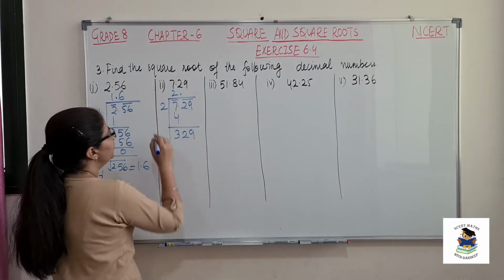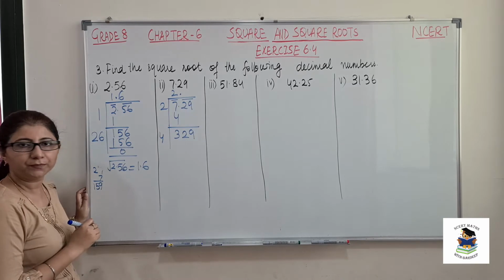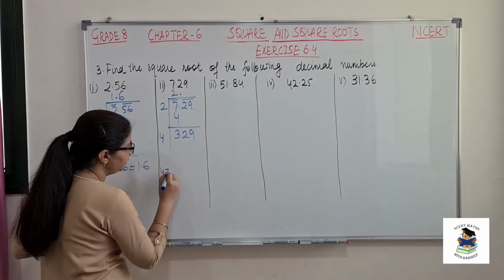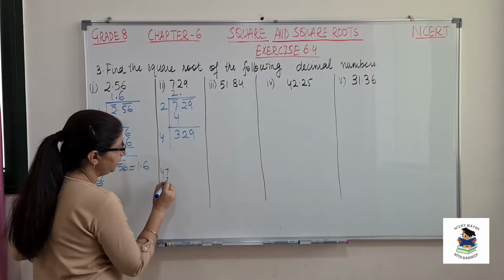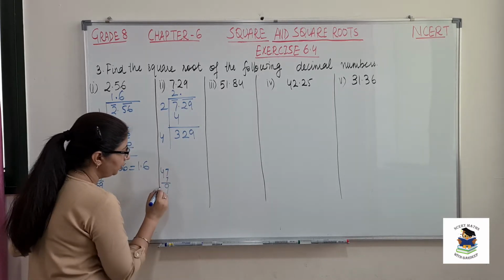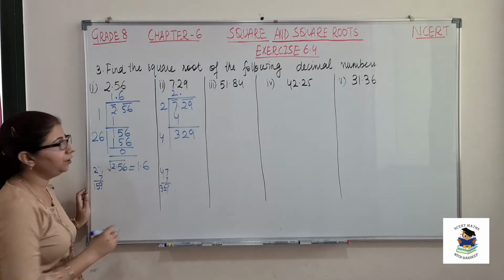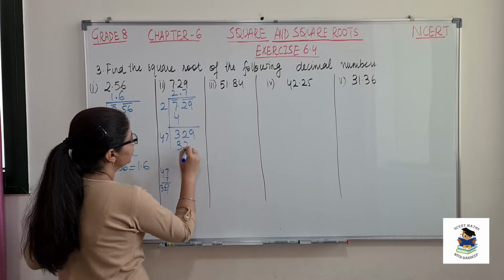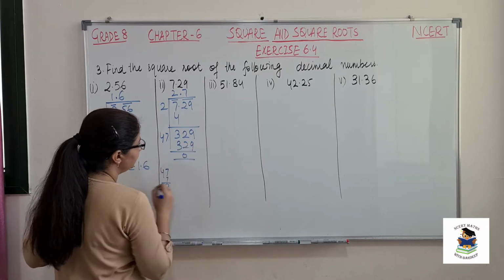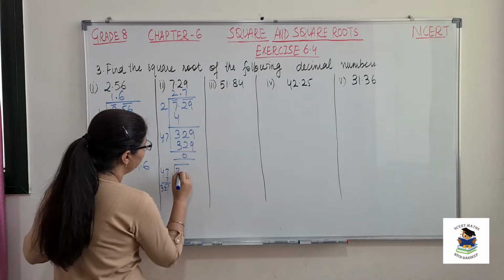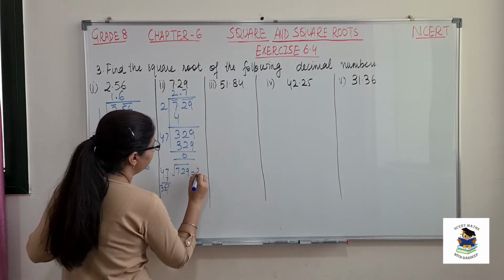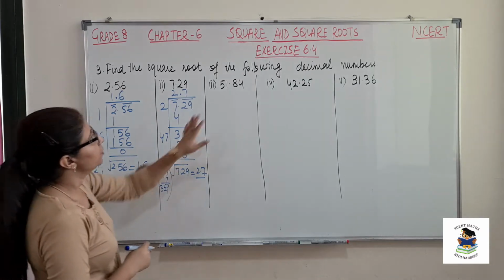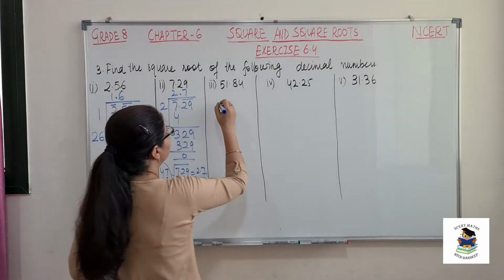Now 329. So 2 plus 2 is 4. Again 4 eights are 32, so this will exceed. I will try with 7. So 7 sevens are 49, 7 fours are 28, and 28 and 4 is 32. So 7 is our required number here. So 329, and the remainder is 0. So what is the square root of 7.29? This is 2.7. Okay. So third is 51.84.